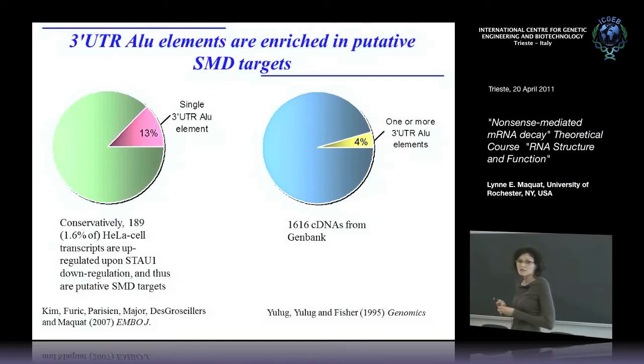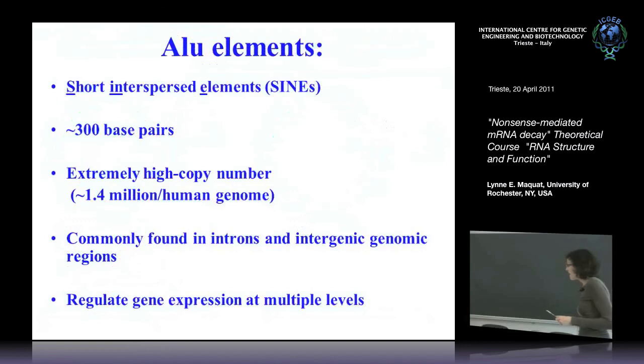We focused on single ALU elements in 3' UTRs because we didn't want to be concerned with editing. You know, double-stranded RNA structures can be edited, A to I edited in the nucleus, and that causes the retention. So we're focusing on single 3' UTR ALU elements. So remember, if something is conserved, it probably has a function. And this is a conservation among SMD targets.